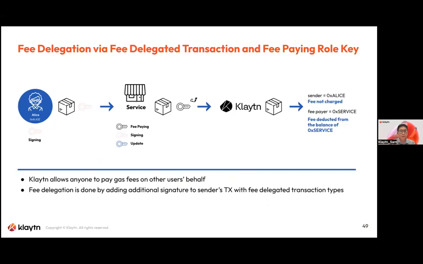To resolve those problems, we made a native way to delegate the gas fees to the service providers. With fee delegation, the users don't have to pay the gas fee by themselves. Instead, the service providers, for example game providers, could pay gas fees on behalf of users by using this fee delegation feature. For fee delegation, we use a special transaction type and a special private key. This is one interesting example of the account and transaction models.